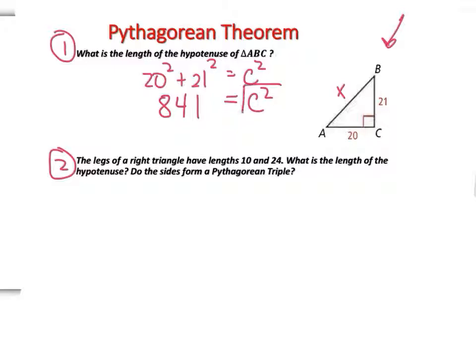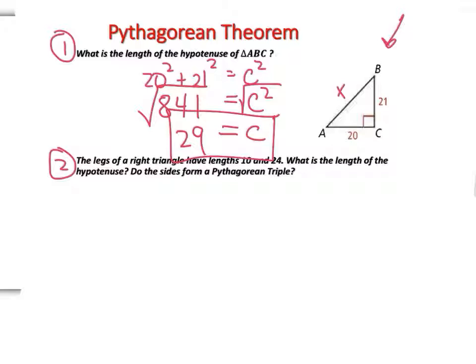So now I'm going to square root that, and I get that the square root of 841 is equal to 29. So 29 is the hypotenuse. In this problem, we don't have a triangle, but we have to draw one in.